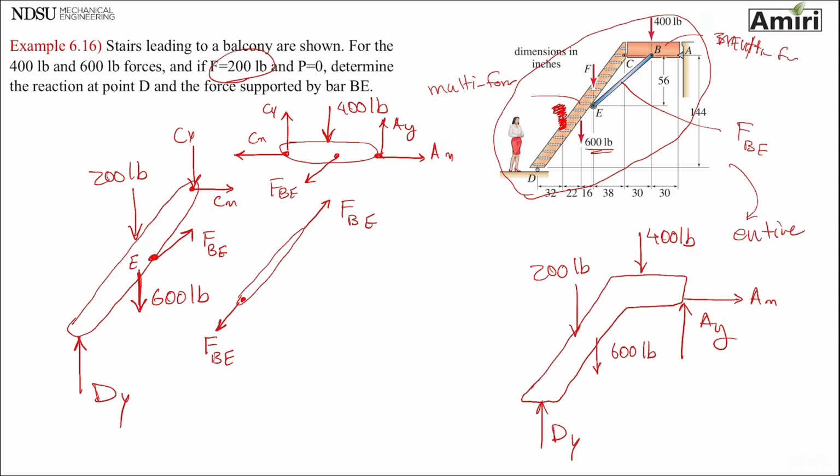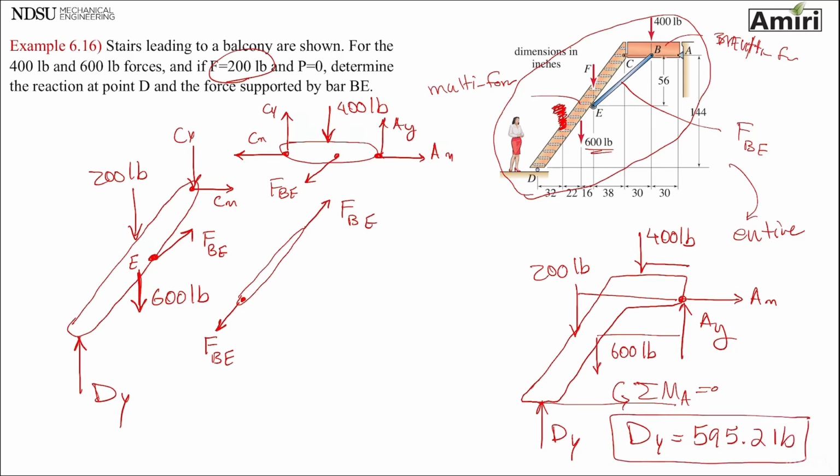And here's how we can solve it. The easiest way is writing summation of moment about A being 0. Okay, so it's dy at this distance, 200 at this distance, 600 at this distance, 400 at this distance. So very straightforward, will give you dy of 595.2 pounds. Okay, so one of the reactions at point D, one of them is already done. 595.2 pounds. Okay. What else I need to do before moving on? So let's see.